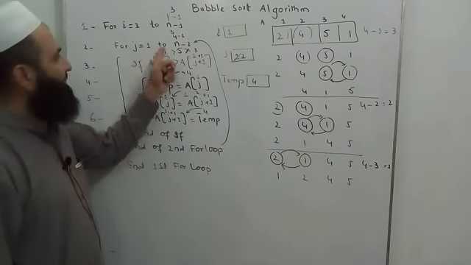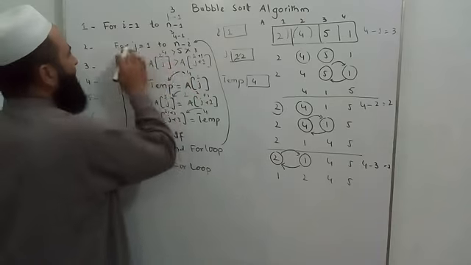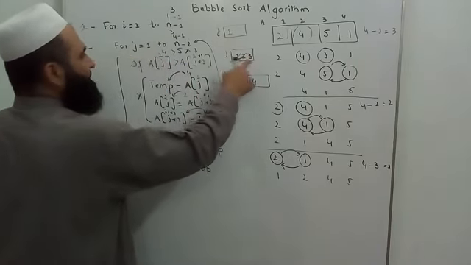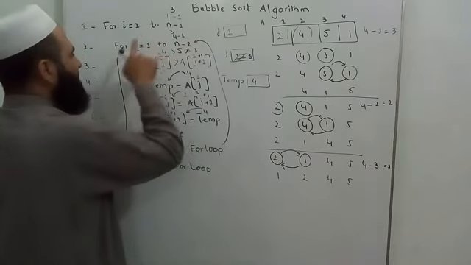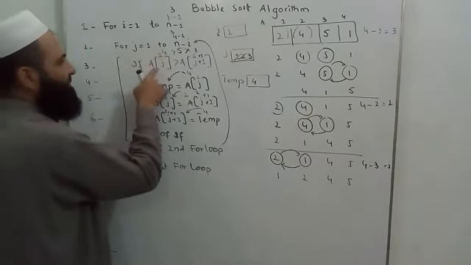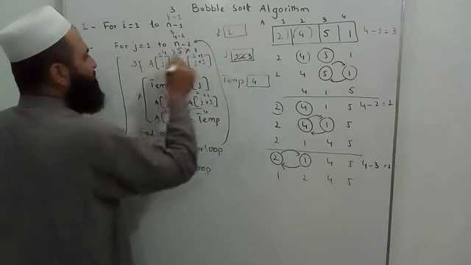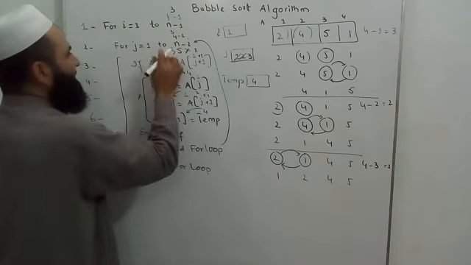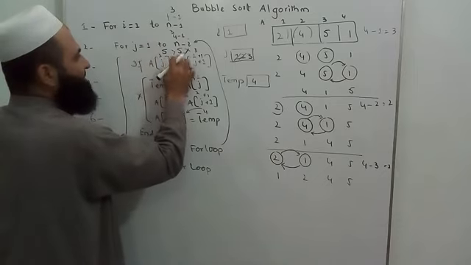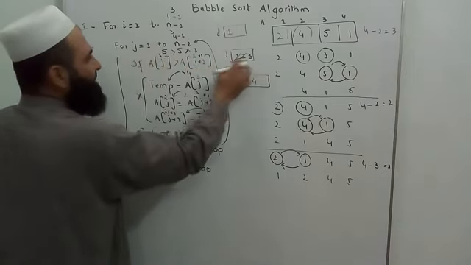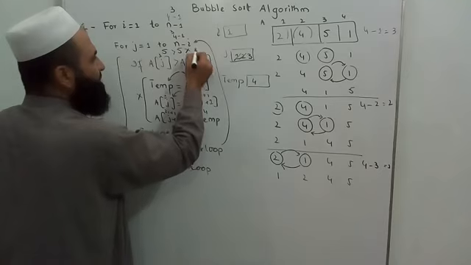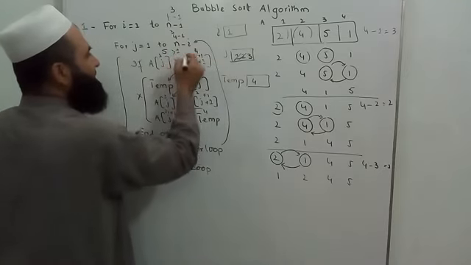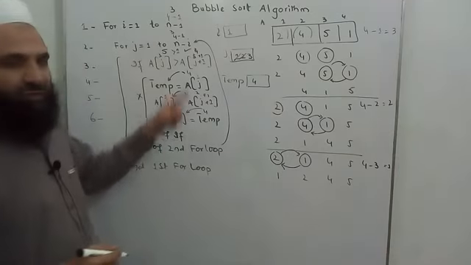Now the control again will go to the loop condition. This is a for loop, so the loop counter variable will be incremented by 1. It becomes 3. The loop is true for 3. So now again the if statement will be checked. A of j value is 3. At a of 3 we have 5. Is 5 greater than a of j plus 1? J value is 3, 3 plus 1 is 4. What is at a of 4? We have 1. Is 5 greater than 1? Yes, the condition is true because 5 is greater than 1.